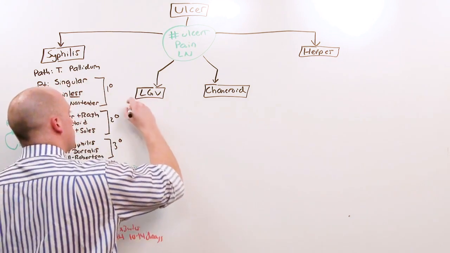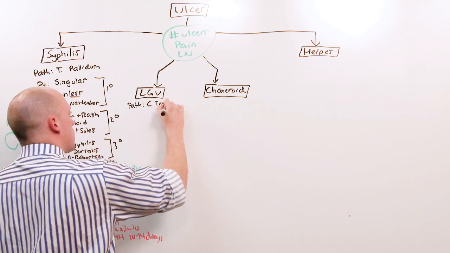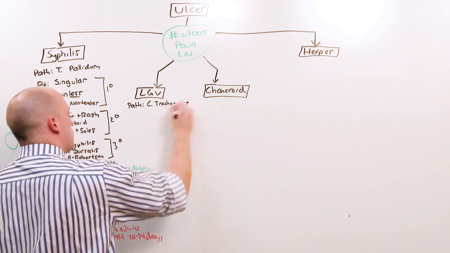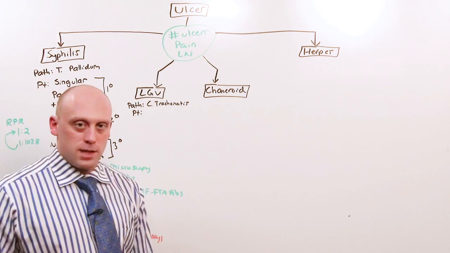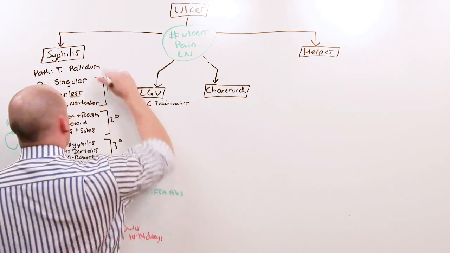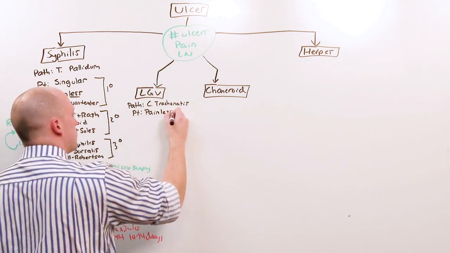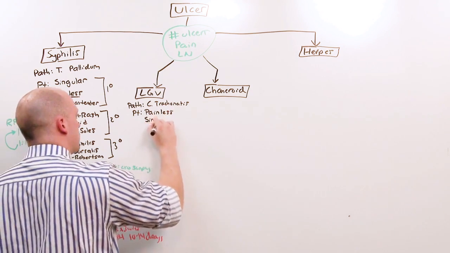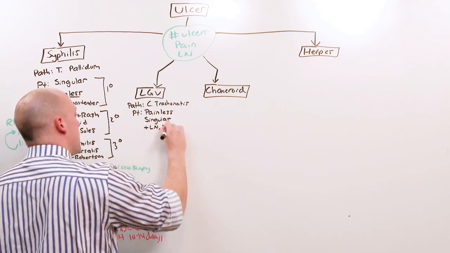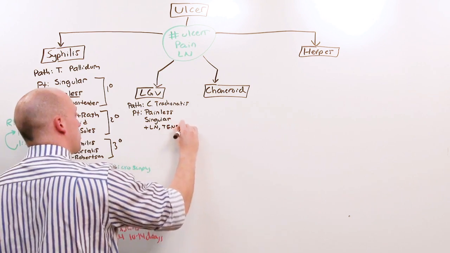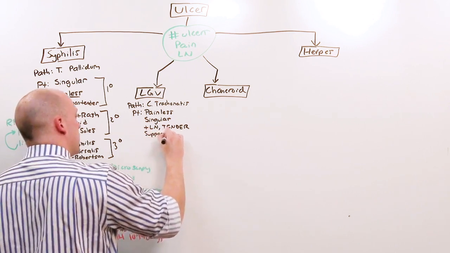Lymphogranuloma venereum is caused by C. trachomatis. Very rare in the United States, therefore it occurs all the time on the test. Like syphilis, the ulcer itself is painless and singular. But what you'll see is positive lymph nodes that are tender, and that tenderness is going to separate it from syphilis, and these may get suppurative and drain.